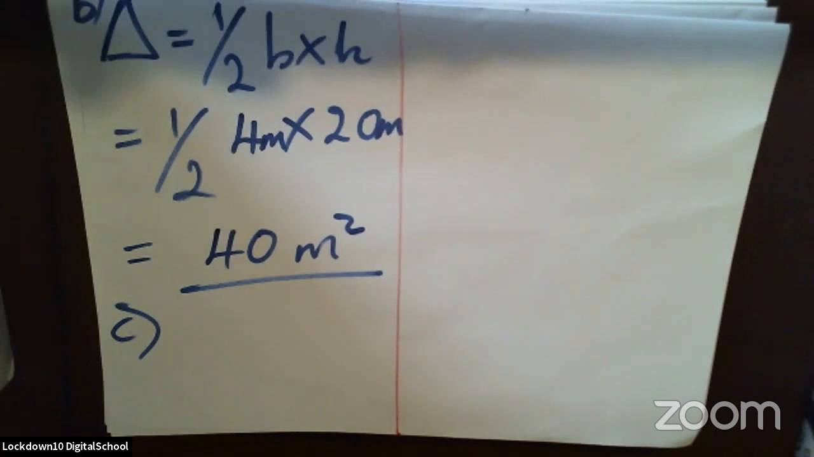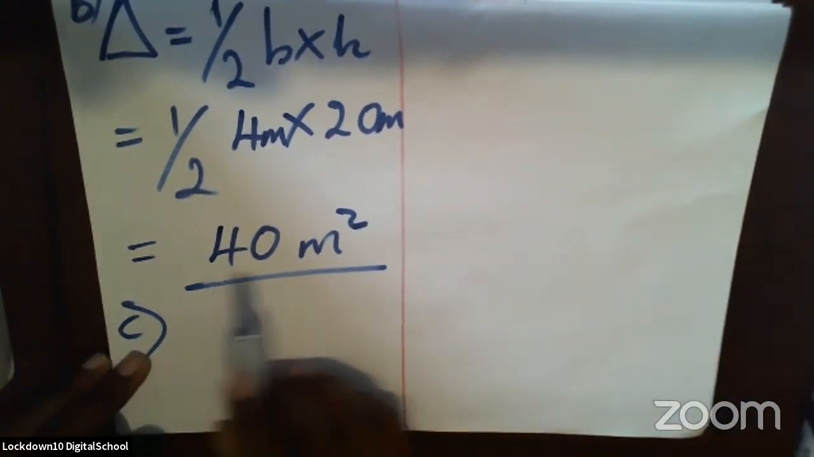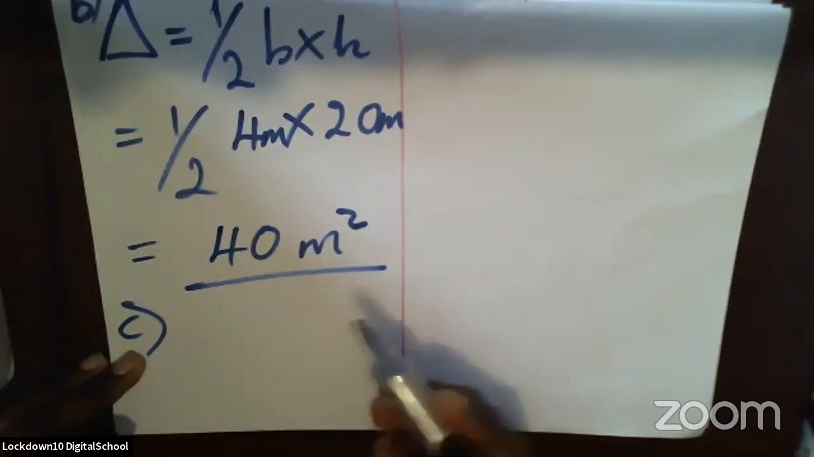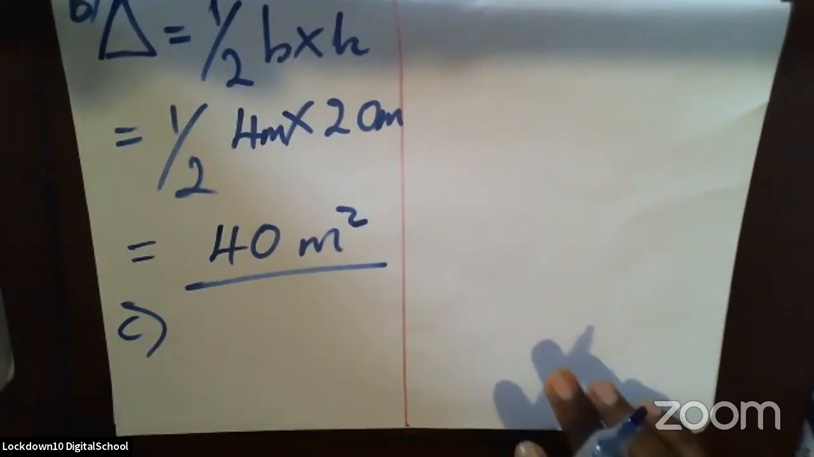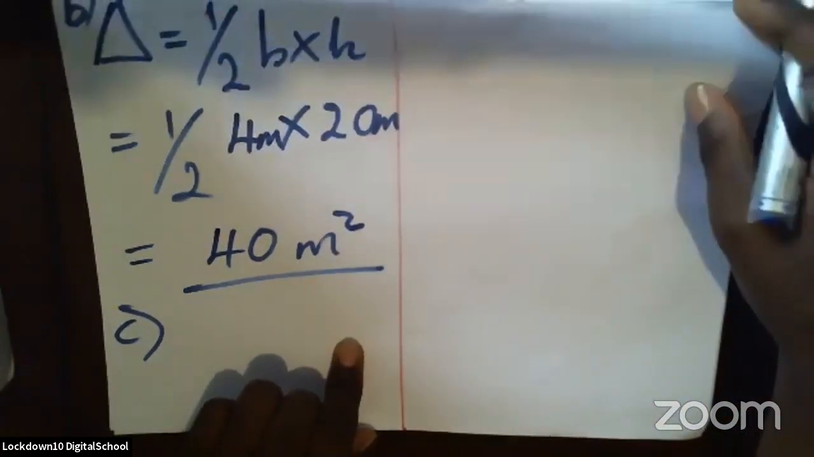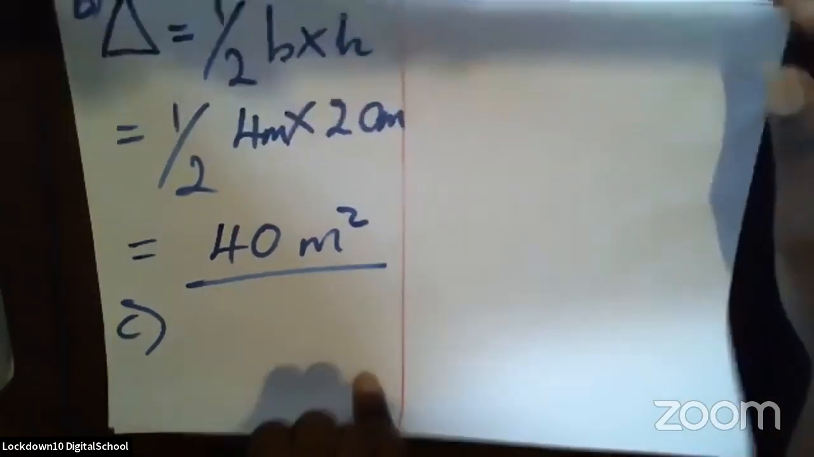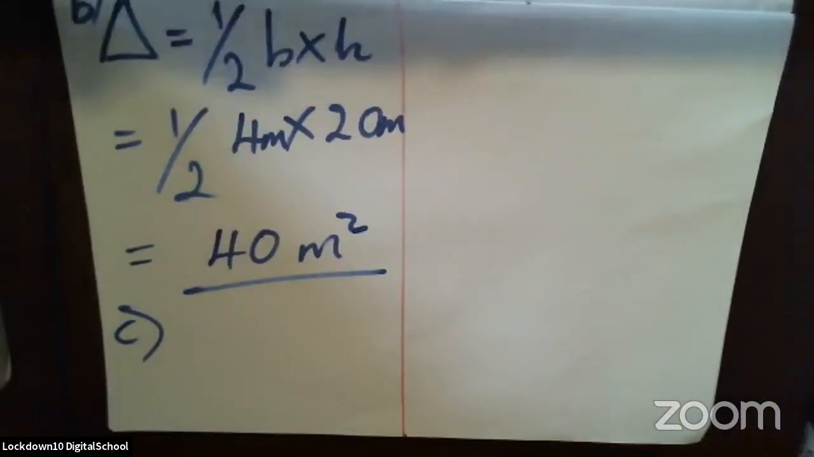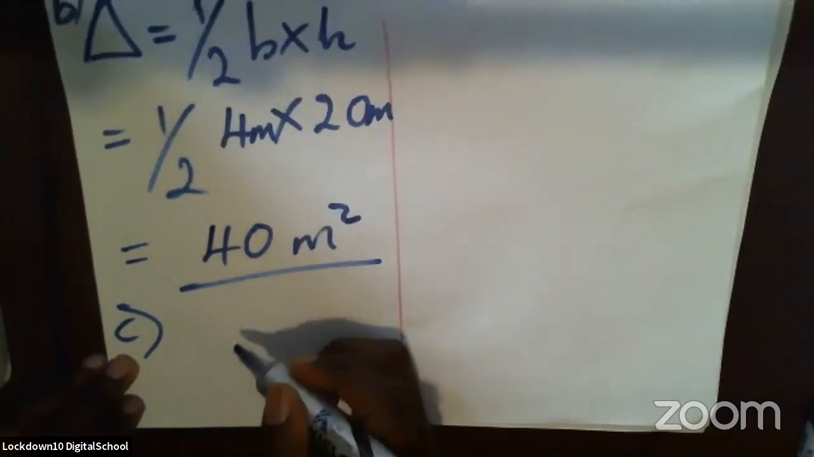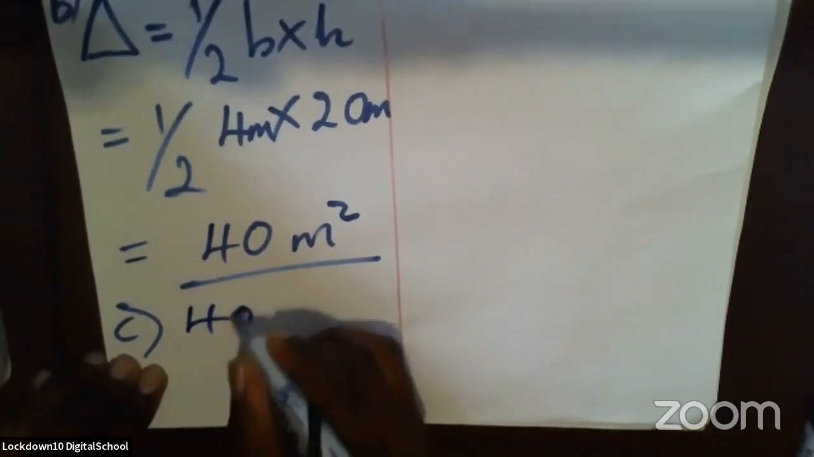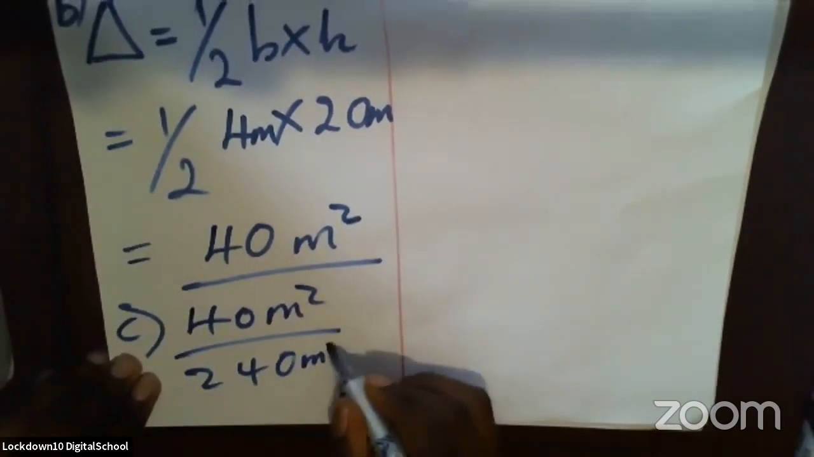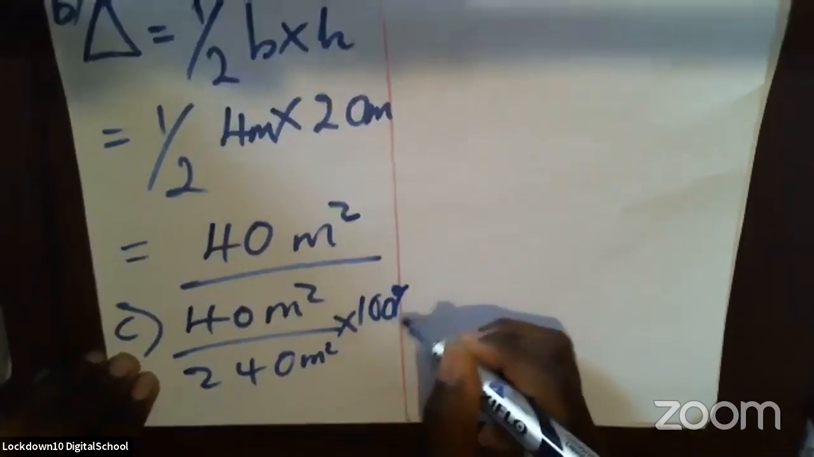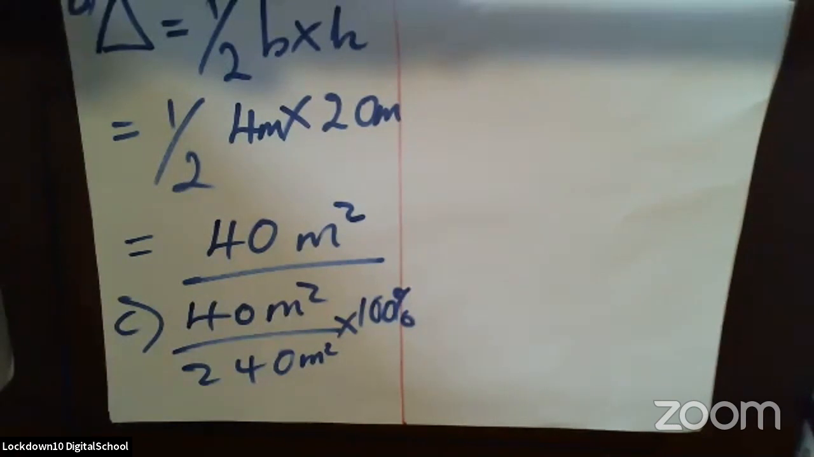Okay, so we already found the area of the triangle, and you already know the area of the whole property. We did that question, and you found the area of the whole property to be, what did we have? We had 240, right, guys? We had 240 meters squared. Okay, so we need the percentage. So we are saying 40 meters squared over 240 meters squared multiplied by 100%. Okay, so what will this give us?